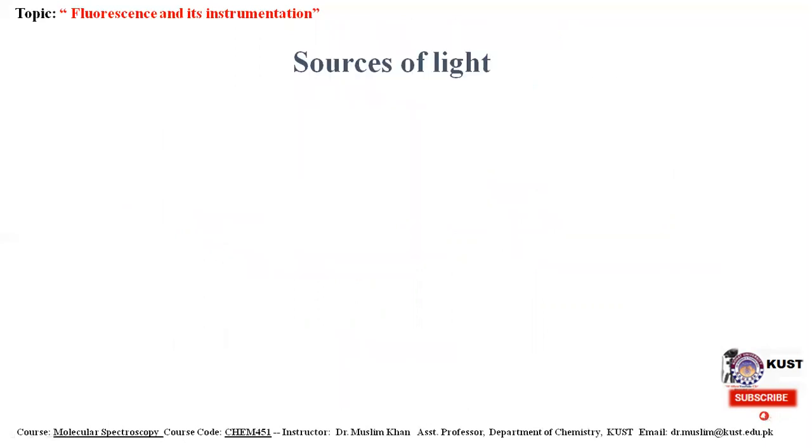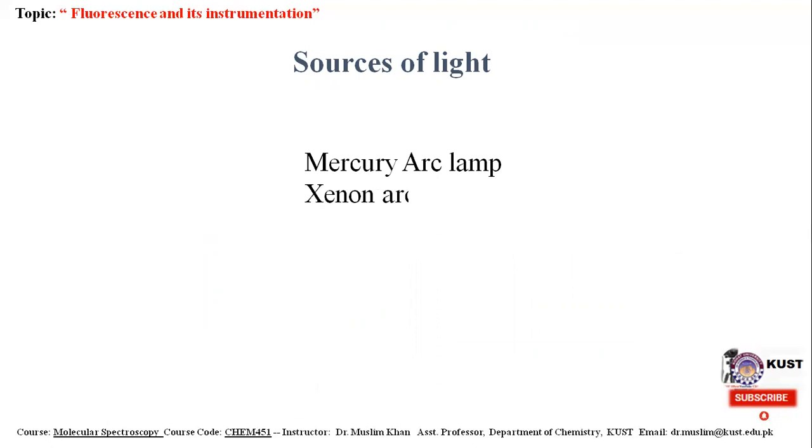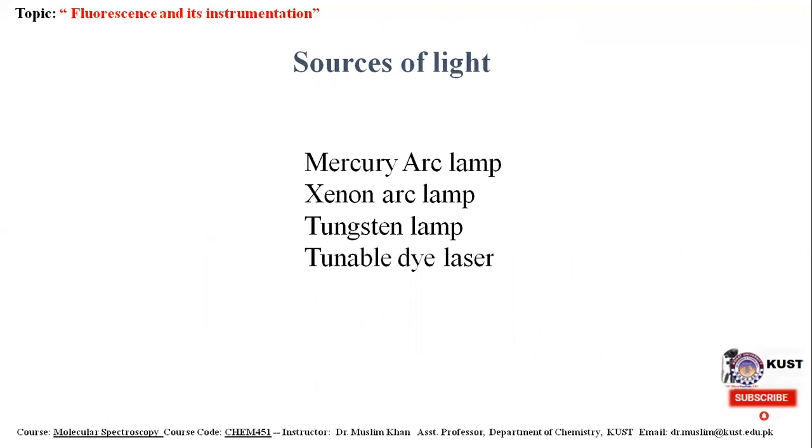So, coming to the more detailed discussion of the fluorometer, there are different sources of light. First of all, the mercury arc lamp. In molecular spectroscopy, different types of light sources are used: mercury arc lamp, xenon arc lamp, tungsten lamp, and the last one, the tunable dye laser.